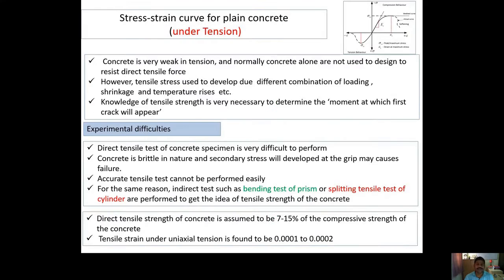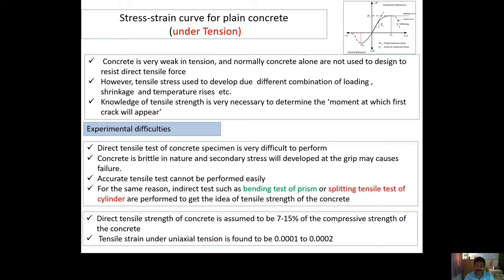I already discussed that concrete is very weak in tension, and concrete alone cannot be used in the design of concrete structures. It will fail very suddenly, and the failure will be very catastrophic in nature. However, you cannot always avoid tensile stress. There can be direct tensile force acting on the structures. There can be different load combinations for which the resultant stress is tensile, or there can be tensile force due to shrinkage or temperature rise.